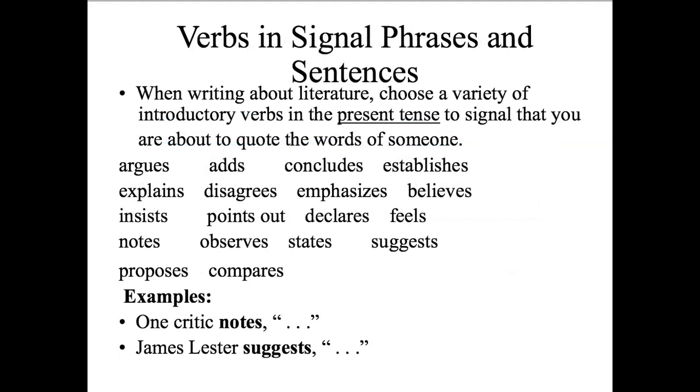Now, a word about verbs used in signal phrases and sentences. When we're writing about literature, we can choose a variety of introductory verbs. We need to use them in the present tense to signal that we are about to quote the words of someone. Here's a nice group of some introductory verbs that you can use to introduce quotations, and be sure you use the present tense. Argues, adds, concludes, establishes, explains, disagrees, and so on. Here are some examples. One critic notes, and then your quote, or James Lester suggests, and then your quote.